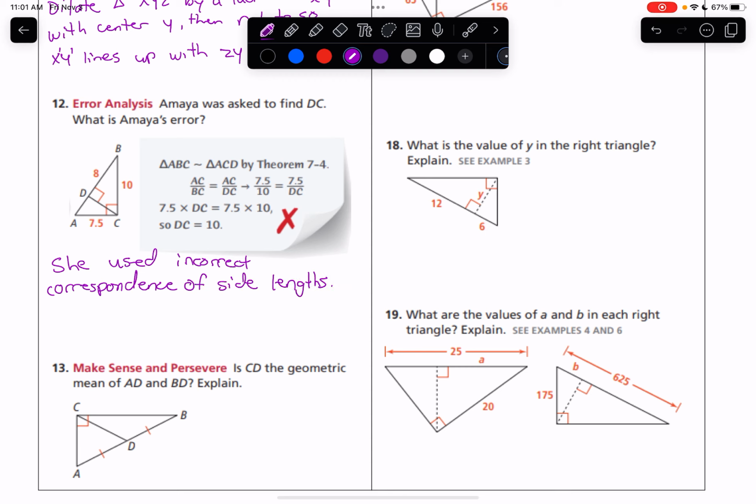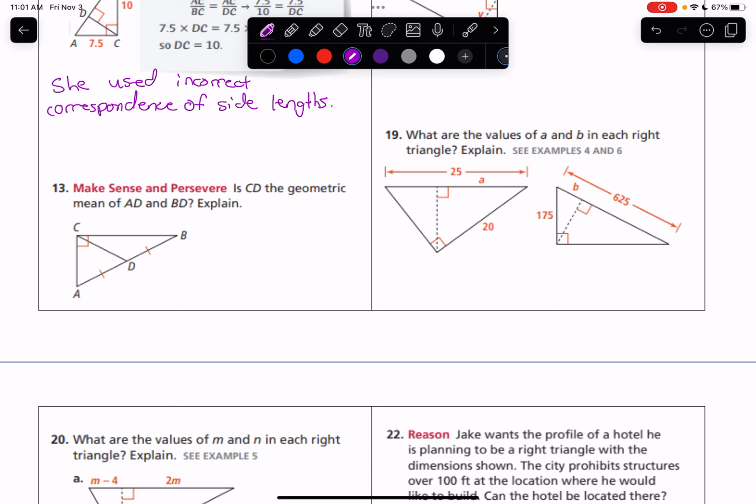All right, we're going to talk about geometric mean here. So the geometric mean of two numbers is when we multiply them together and take their square root. And it happens when we have two pieces and an altitude to the hypotenuse that's broken up by those two pieces. Of course, CD in this picture is not the altitude to the hypotenuse, it's the median. So AD and BD, they're the same. CD is not the geometric mean of them because they're the same amount. So if it was an altitude, it would work, but since it's a median, it doesn't work.